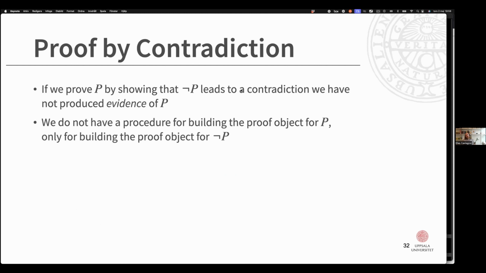If we have a proof by contradiction, it's trying to say, let's prove P by showing that P not being true is a contradiction. But the problem here is that if we think about it from Coq's perspective, we have not built a procedure for building a proof object for P. We've only built a proof object for not P. No, sorry, we've built the proof object for not P. This should say that this thing leads to a contradiction.